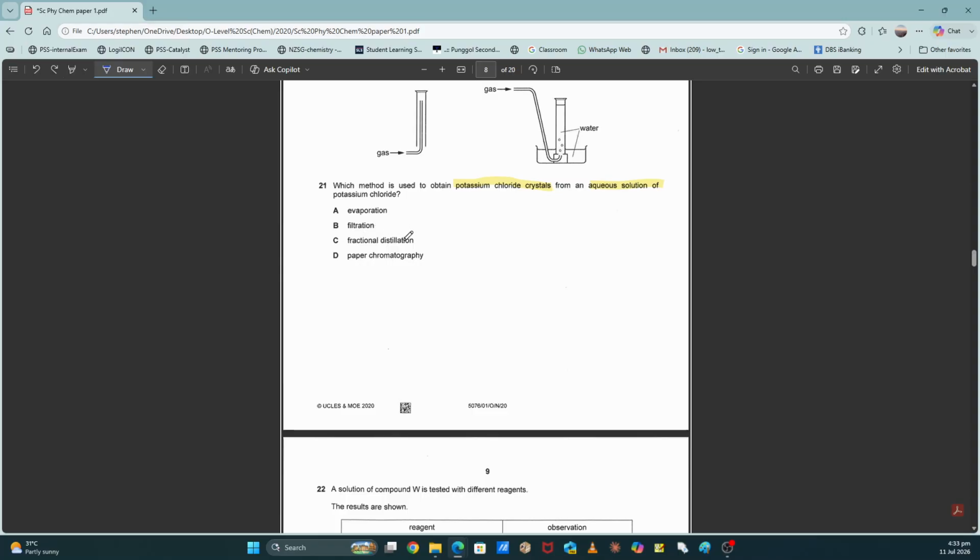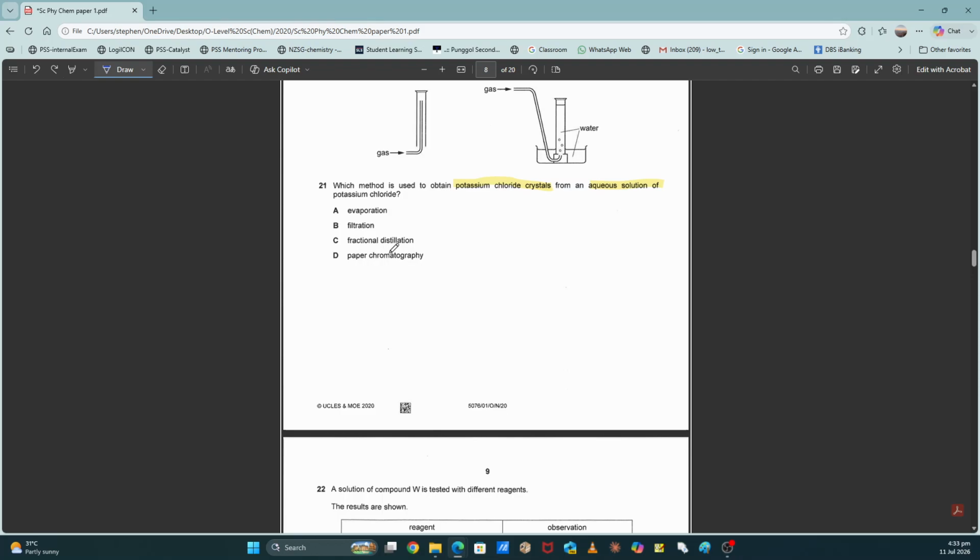How about fractional distillation? If you say fractional distillation, then you forgot the function of fractional distillation. It is to separate two miscible liquids, right? And the two liquids are soluble in each other. So for example, ethanol is soluble in water. So you separate two liquids with different boiling points.